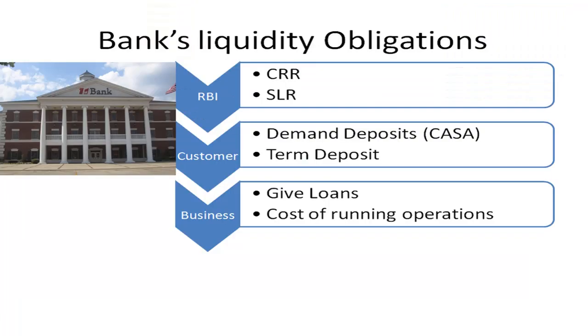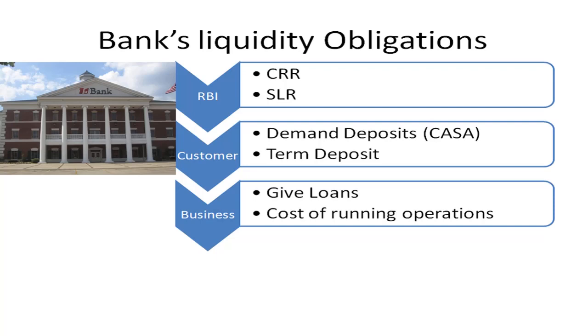Now we are ready to get deeper into the concept of liquidity adjustment facility. For that, we need to visualize a bank. For any bank, there are some liquidity obligations. This liquidity obligation could be categorized into 3 parts. First part is liquidity obligation by RBI. RBI has set up some cash reserve ratio norms and statutory liquidity ratio norms. So bank need to maintain the liquidity for this.